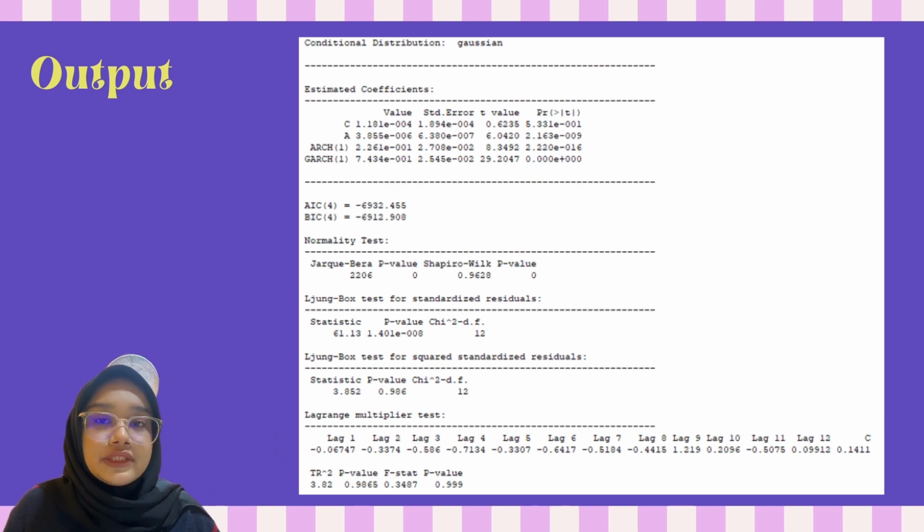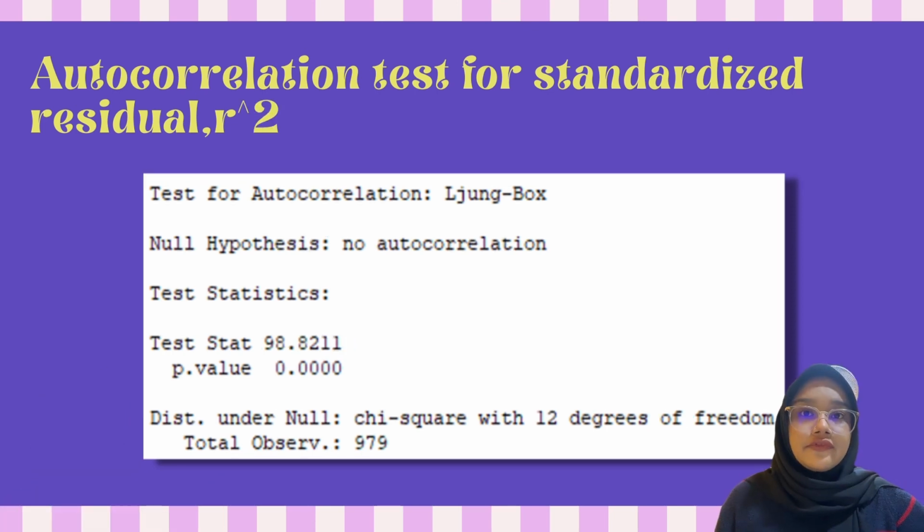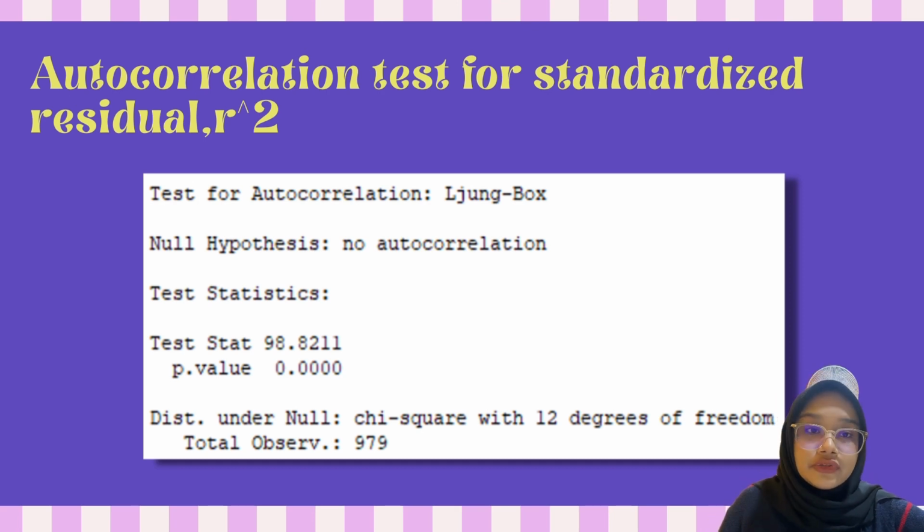However, we still need to do the autocorrelation test to determine the best model of GARCH. For autocorrelation of standardized residual, the p-value is 0.0000. Since the p-value is less than 0.05, we are able to reject the hypothesis that there is no autocorrelation. For the autocorrelation test of square standardized residual, the p-value is 0.000, which is less than 0.05, so we are able to reject the hypothesis that there is no autocorrelation.